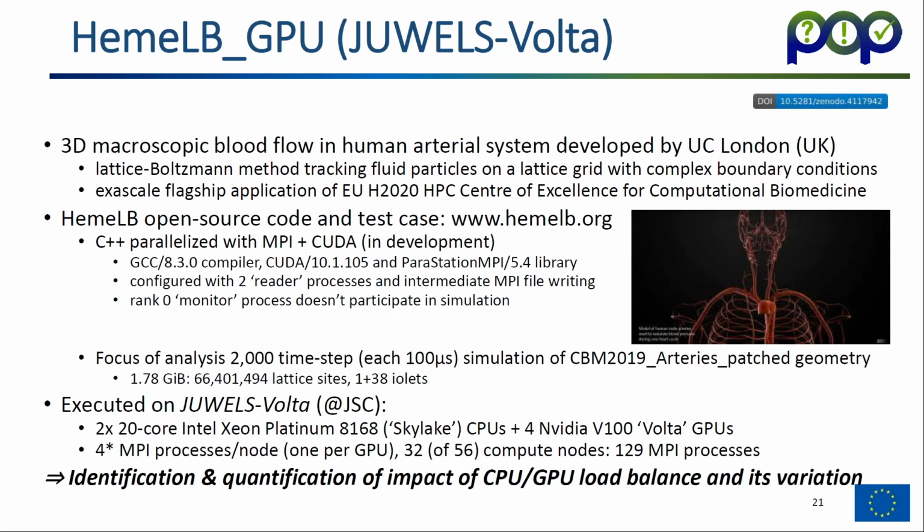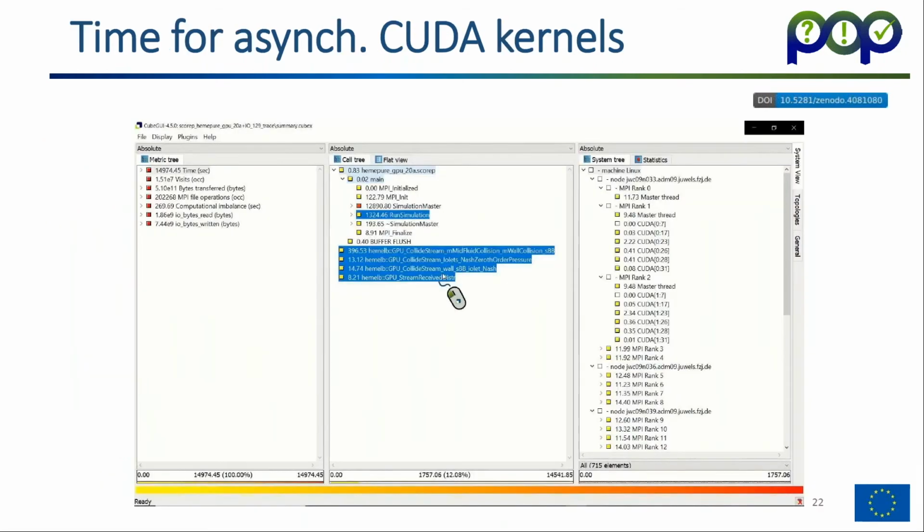There we're running one compute process driving one GPU, because there are 4 GPUs on each of the compute nodes. It's a slightly different test case where we're looking at a wider geometry, which is not just the brain, but is actually the human arterial network. So it's a slightly different configuration, a slightly smaller problem test case that was suitable for testing on the GPUs that we had available here.